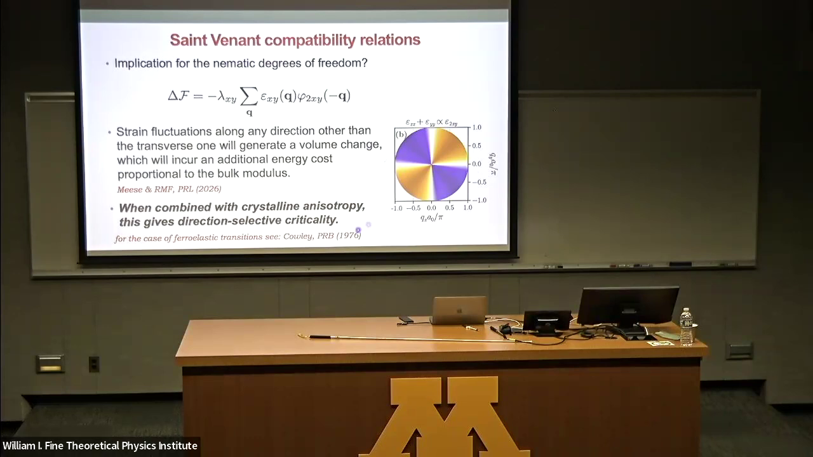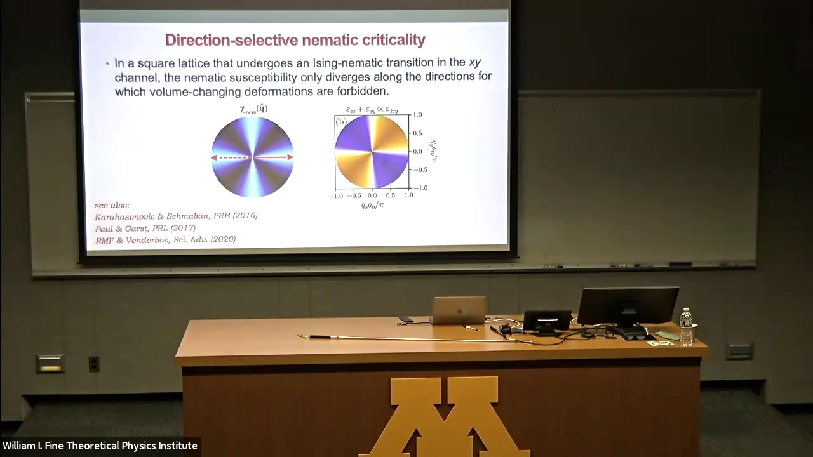So this generates a phenomenon that people call, including myself, direction selective criticality. But again, it's just elasticity, the fact that sound velocities are not the same in all directions, coming from the same origin. But see that it's all static. I'm just talking about non-uniform strain. So if you plot the nematic susceptibility, it means that only along certain directions does it actually diverge. Along the other directions, it remains massive. So this has very important consequences for quantum critical points and so on.